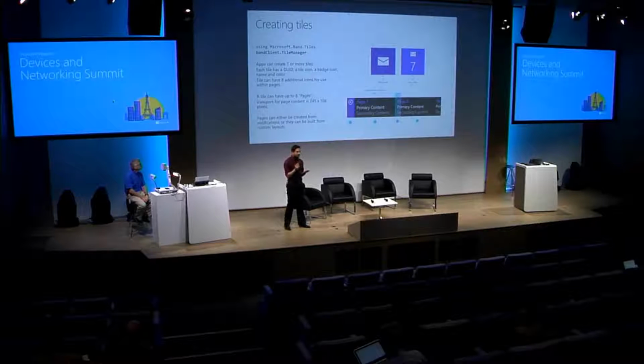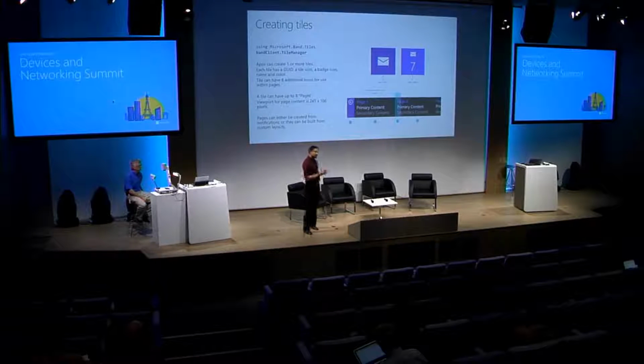If the user scrolls horizontally, the user will navigate between the pages, between one of the 8 pages. So you can go back and forth and send data over there. How do you create these pages?